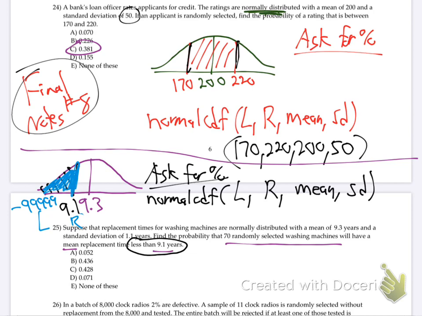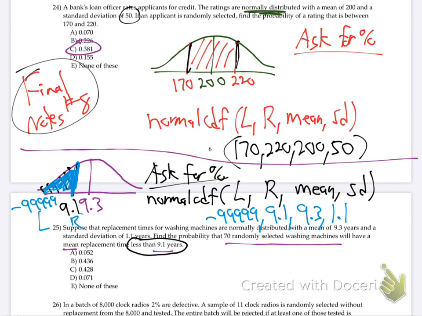So remember, if the piece of shading goes left forever, that's negative 5 nines. If they were wanting me to figure out a shaded piece on the right that went right forever, I would use positive 5 nines, wouldn't I? So the left edge is negative 5 nines. The right edge is 9.1. The mean is 9.3. And the standard deviation, what is it? 1.1. And that's not all.